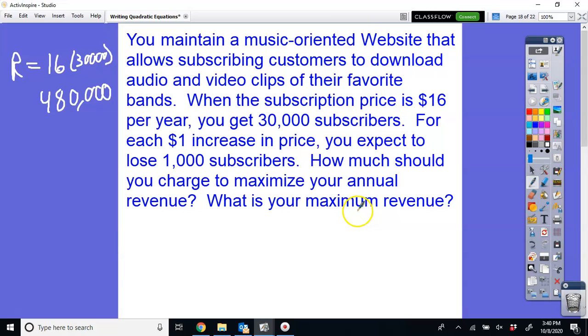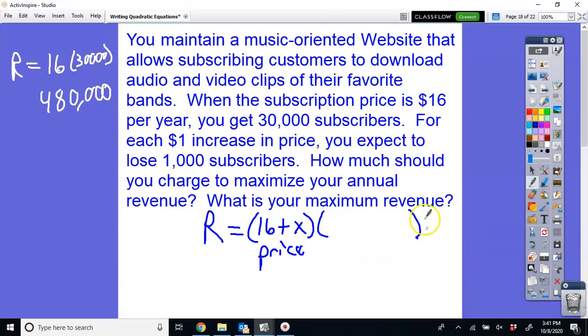So it could be a good cycle if I could make more. And so what you do is you do a little bit of studying. Again, like I said, like the unicycle company, you study what's happening. Each $1 increase in price, you expect to lose 1,000 subscribers. So think about this. Think about the beginning amount and what it's moving by. If I know the price is $16 and I'm moving that by $1 increase, that's mx plus b. That is the beginning amount of 16 and I'm moving by $1.